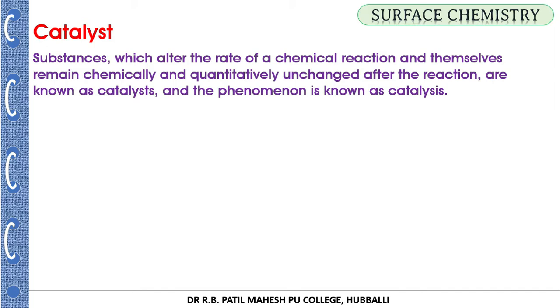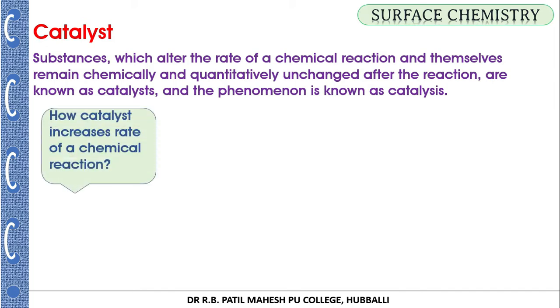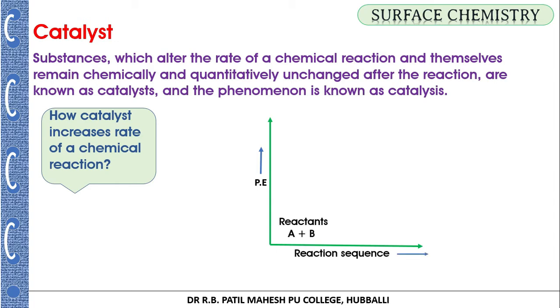The question arises, how is a catalyst going to increase the rate of a chemical reaction? For that we need to understand the energy profile diagram of a chemical reaction. So let us draw a graph by taking potential energy along the y-axis and reaction sequence along the x-axis. Here we have the reactants and the average energy of reactants indicated, and here we have the products.